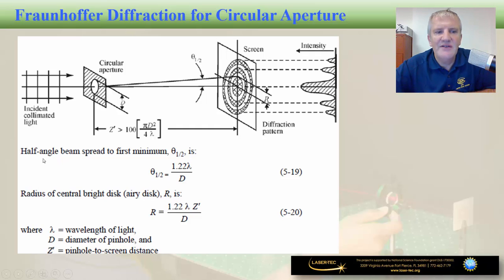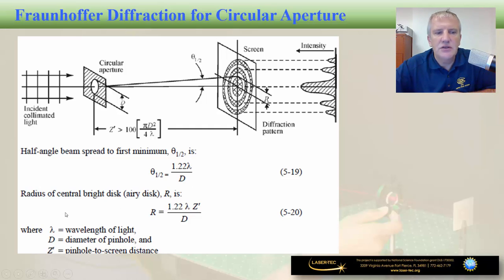First, we can calculate a half-angle beam spread to the first minimum. So we have this first minimum here around the Airy disk. And if you want to calculate this half angle between the axis of the system and the edge of your Airy disk, the formula that can be used is this first formula here. As you can see, this half angle is a function of the wavelength of the light as well as the diameter of the circular aperture.